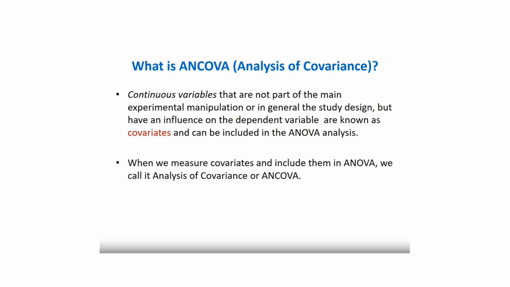So, what is covariance? Covariance is a measure of how much two variables change together. If we take any data set, there are variables which are independent and dependent, which change accordingly. So, covariance is a measure of how much these two variables change together.